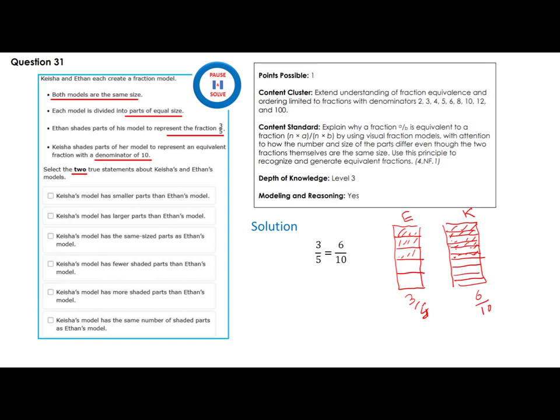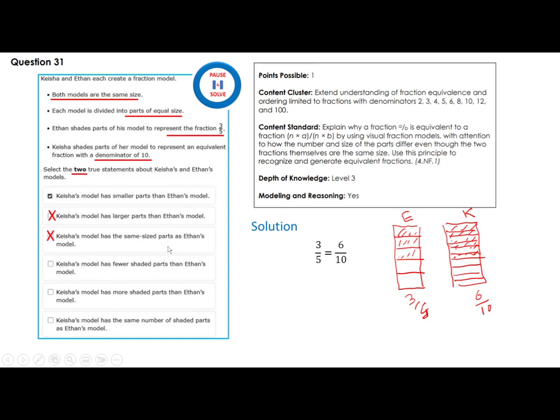Okay? So now, let's see. Okay, I have to always wait for this cursor to come back. Here we go. Okay, Kaisha's model has smaller parts than Ethan. Is that true or false? Smaller parts? Yes. Kaisha's model has larger parts than Ethan? No, because if it has smaller, it won't have larger. Kaisha's model has the same size?